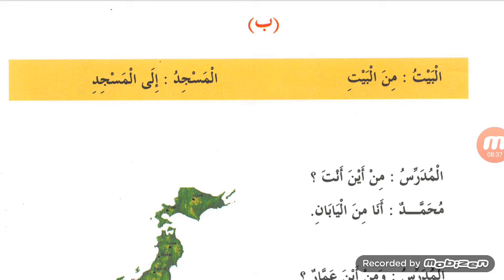Al-baytu, the house. Min means from. Min al-bayti, from the house. Al-masjidu, the masjid. Ila al-masjidi, to the masjid. Ila means to or till. So min and ila, like fi and ala, give the final letter of the noun that comes after it a kasra generally. Min is also a harf jar, ila is also a harf jar, like fi and ala. Min means from, it's a particle. Ila means till or to.